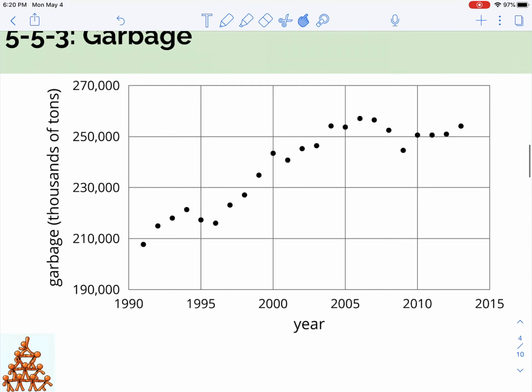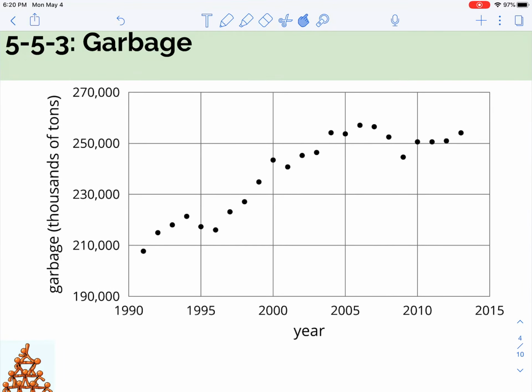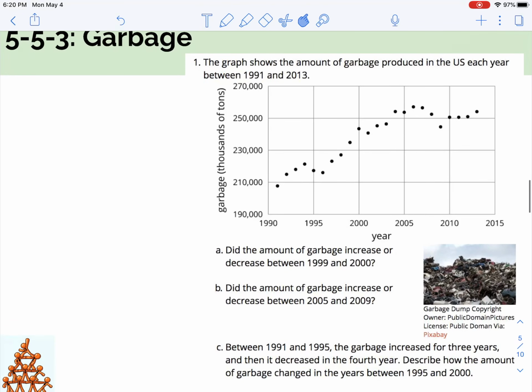Okay. Here's a graph showing, what is it showing? Tons of garbage in a year. Looks like that's what it's trying to show us. And then we've got some questions. So this is the 3rd activity of your 5th section, if you guys are getting lost. Okay. So it says the graph shows the amount of garbage produced in the U.S. each year between 1991 and 2013.